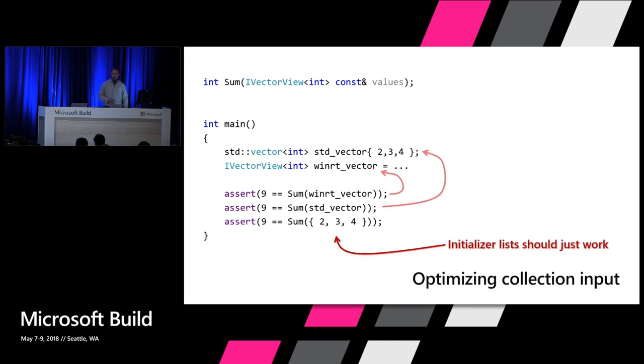And finally, an initializer list of values. Again, it should work. The trouble, again, is these two will not compile. IVector is just an interface. You need to provide some implementation somewhere.